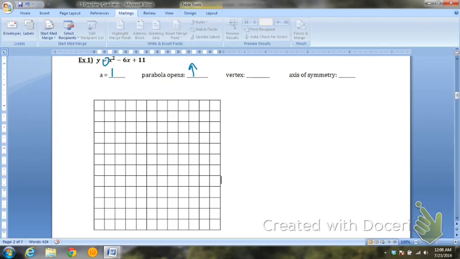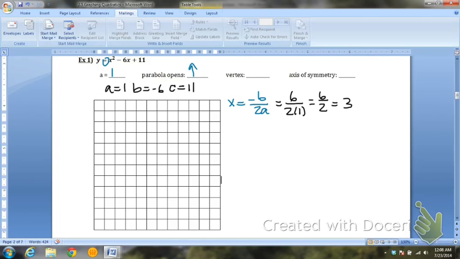Then how do we find the vertex? Alright, so in order to find the vertex, remember we do x equals the opposite of b over 2a. And by this point you know where a, b, and c are in your equation, right? So a is 1, b is negative 6. We could write that down here. a is 1, b is negative 6, c is 11. Alright, so the opposite of b is going to be a positive 6 over 2 times 1, and 6 over 2 is 3. So that means the first coordinate of my vertex is 3. That's what that means.